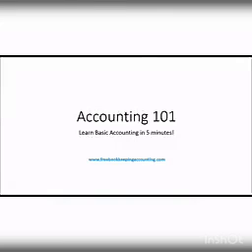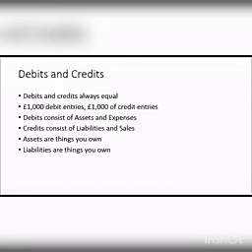Accounting 101 in 5 minutes. Accounting basically consists of debits and credits. That's all accounting is. It's recording the financial transactions of a business using debits and credits. Debits and credits are always equal. So if you have £1,000 worth of debit entries, you will also need to have £1,000 worth of credit entries, or $1,000 or euros, or whatever the currency is.